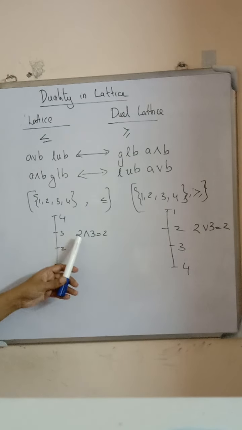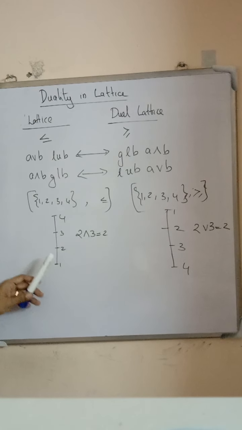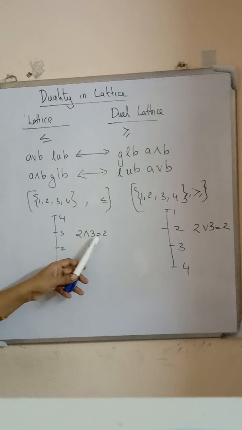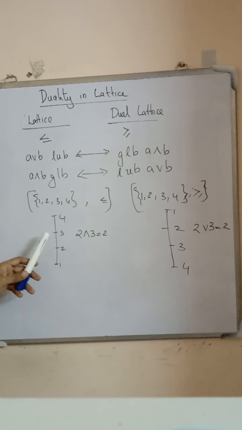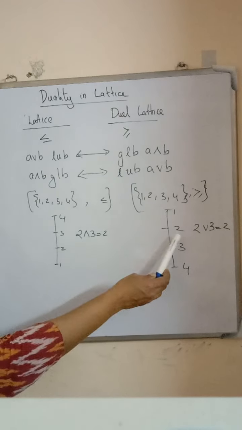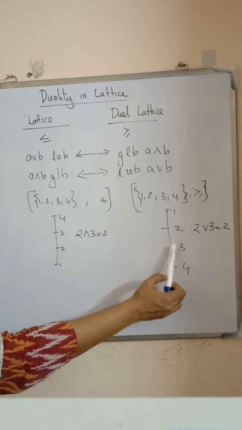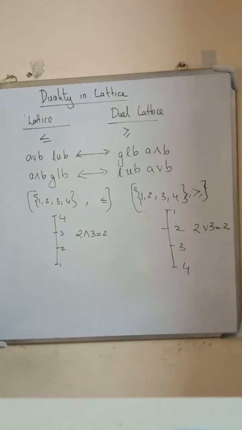Also check 2 meet 3. What is 2 meet 3? It is the greatest lower bound of 2 and 3. The greatest lower bound of 2 and 3 is 2. In the dual lattice, 2 is the least upper bound of 2 and 3. The least upper bound of 2 and 3 is 2.